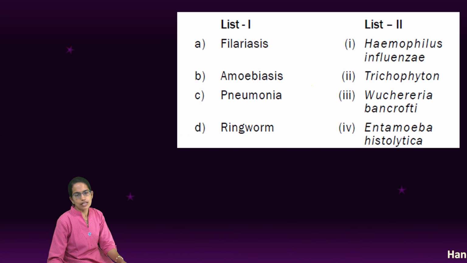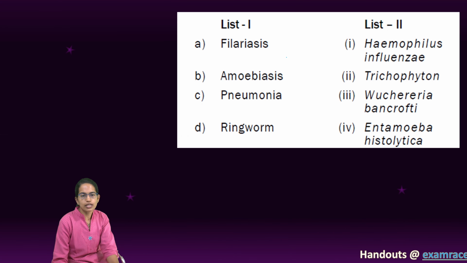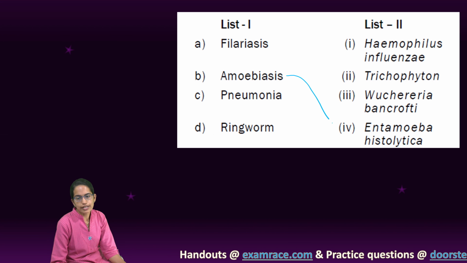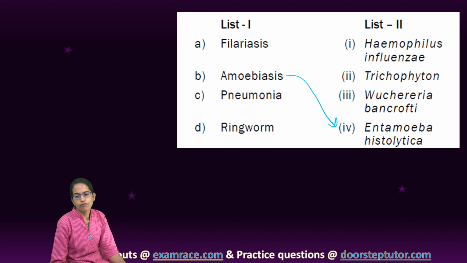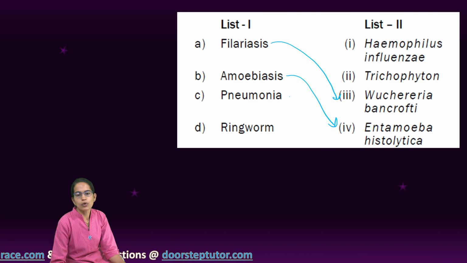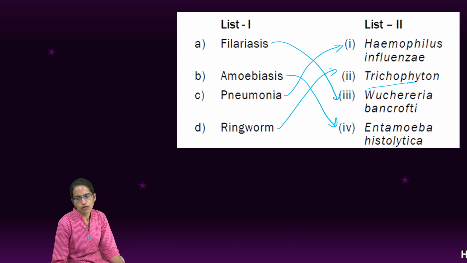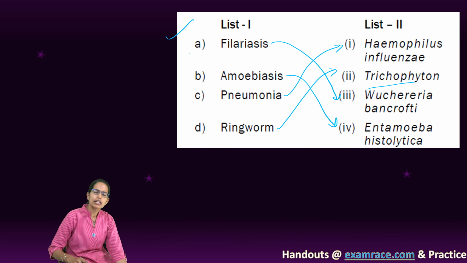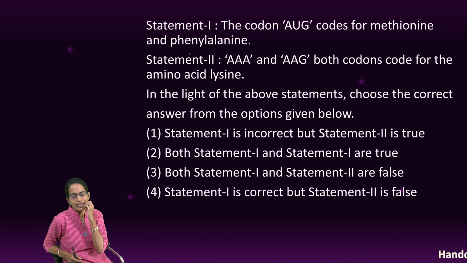Another question that we discussed today is based on the species and its scientific name. So amoebiasis is caused by Entamoeba histolytica, very common question. Filariasis by Wuchereria bancrofti. Pneumonia is caused by Haemophilus influenzae, and ringworm is caused by Trichophyton. So those are the correct matches. Very direct questions. Every time one question like this is asked, so all you need to do is know and remember.